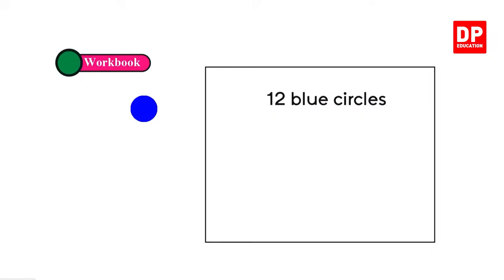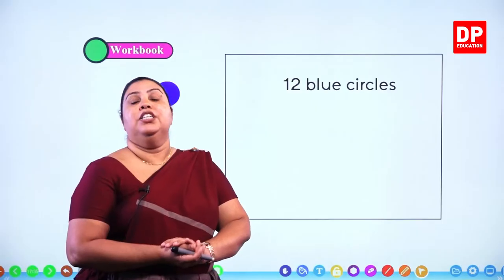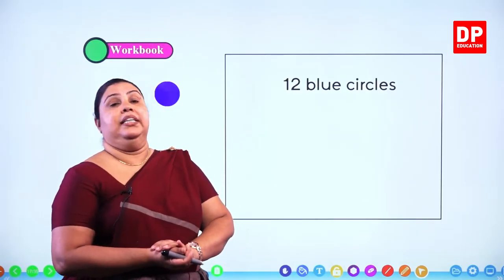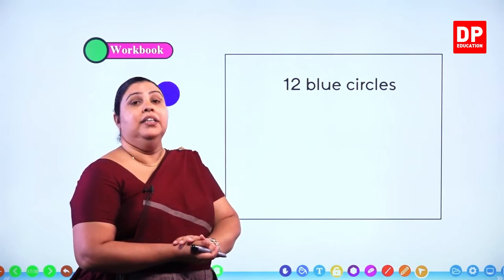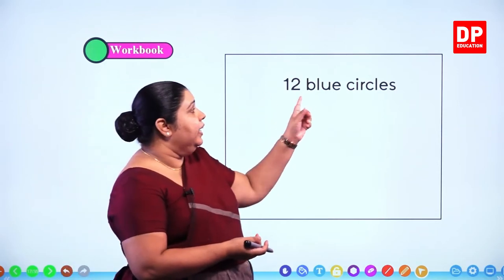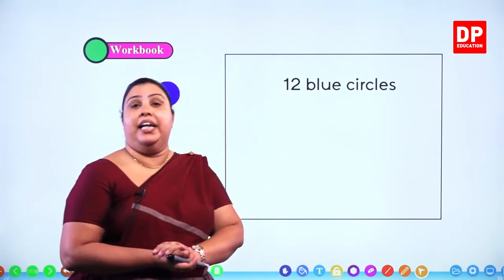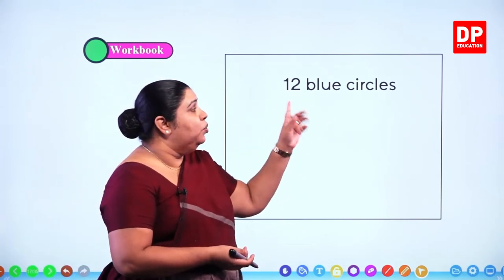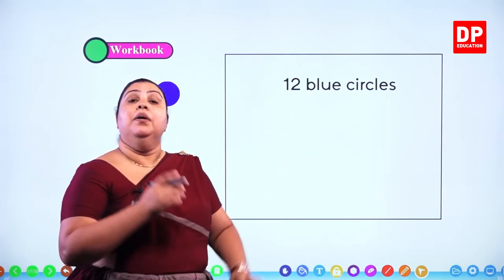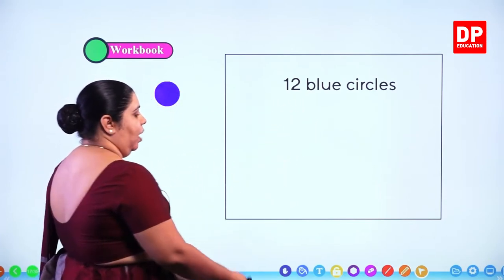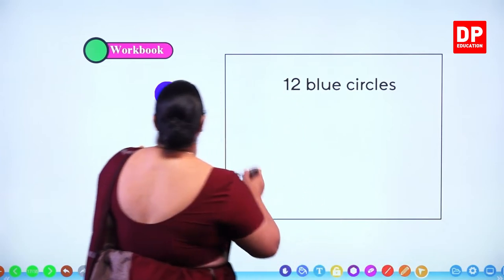Right. 12 blue circles. 12 blue circles. 12 kiyanne kiyada pute? 12. Blue kiyanne nil paata. Circles kiyanne monawada pute? Vurthayan. 12 blue circles. 12 blue color circles. Now I am going to bring them here.